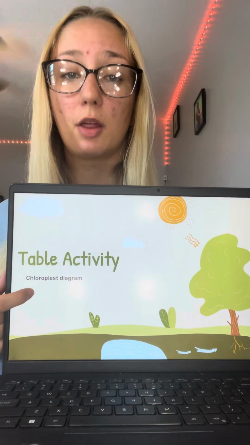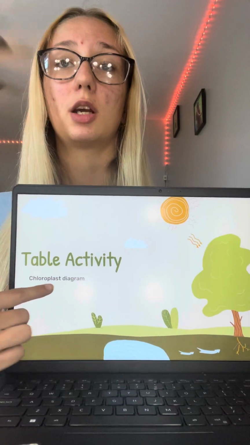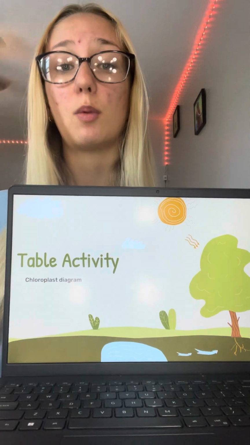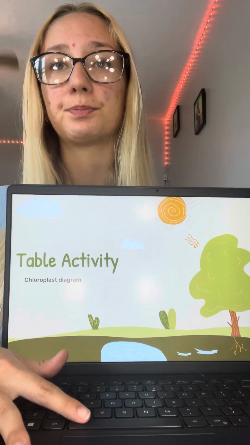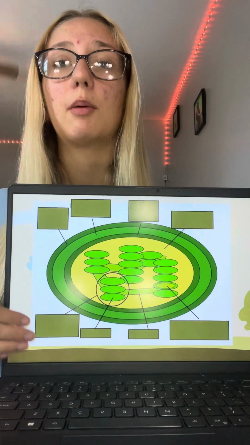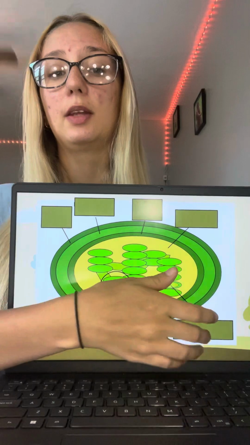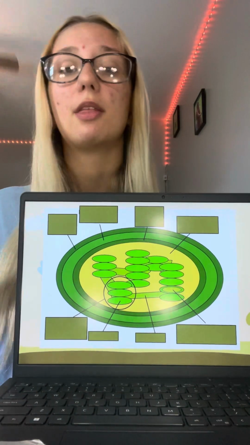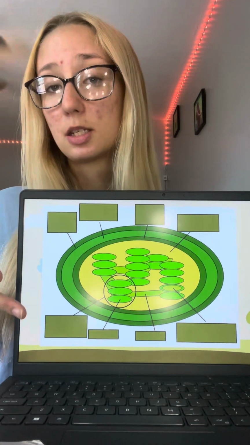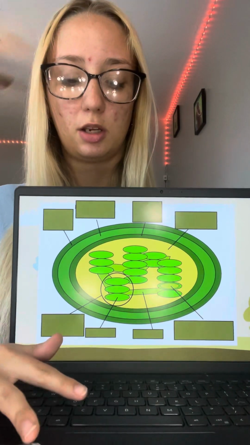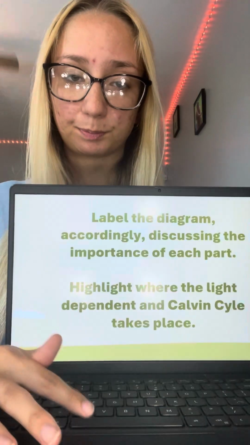And after we think about those concepts, we're going to move into our table activities. So here, chloroplast diagram, that way students know what to grab, and I'm not having to repeat myself while they get set up for this. They will have a blank chloroplast, as seen here, and they will be asked to fill in each of these to see what they remember, and then they're going to talk about where each the light-dependent and light-independent reactions take place, and just overall discuss what we just talked about, but in a visual form.